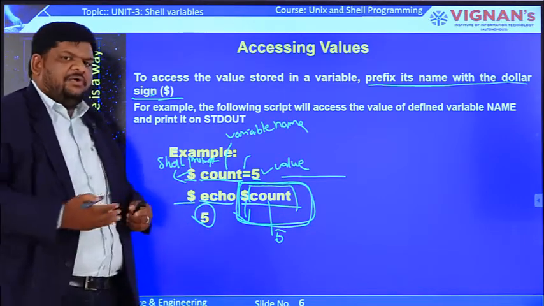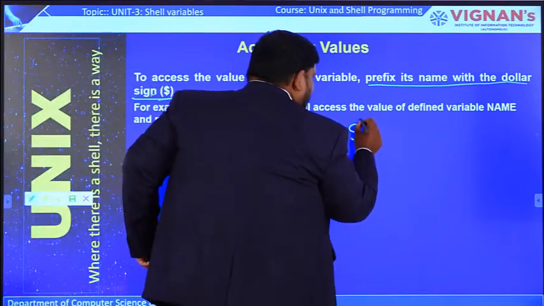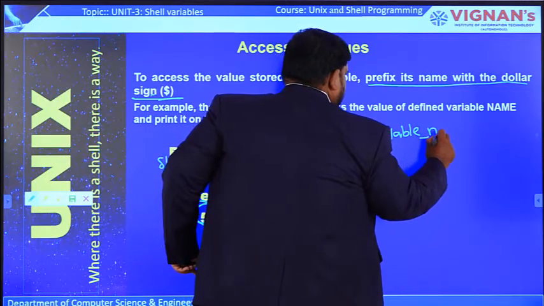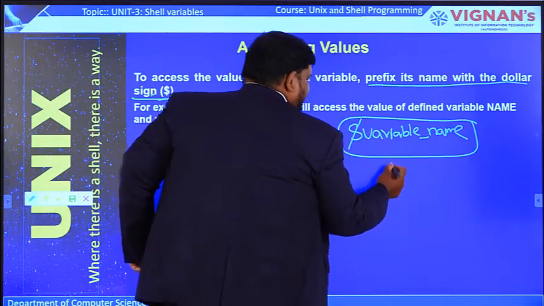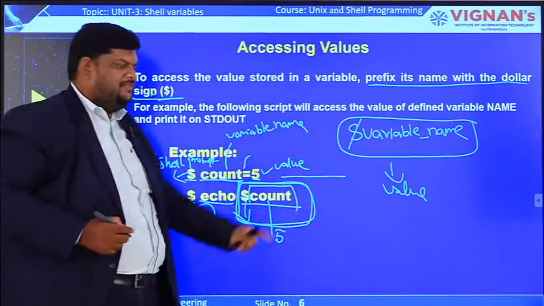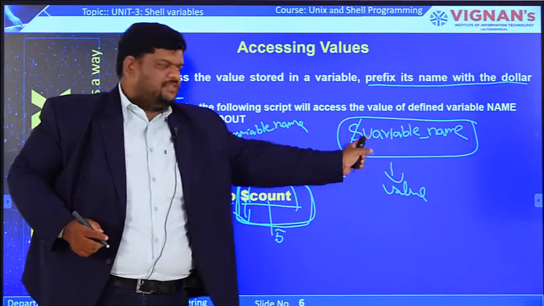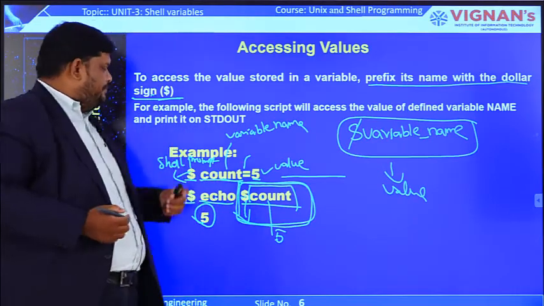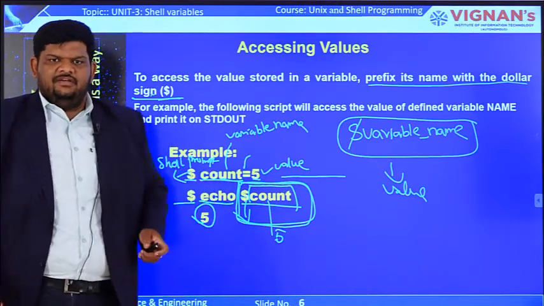That means if you want to access the value present in a variable, we have to write the $ sign followed by the variable name. The value present in the variable then replaces this syntax. So this is $variable name: without any space we write the $ sign, then the variable name. With the help of this $ sign, we access the value present in that variable.